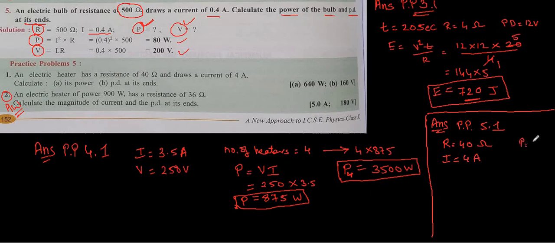So P is equal to question mark, and potential difference V is equal to question mark. So we say P is equal to what? I square R is equal to what? 4 square multiplied by 40. That is 16 multiplied by 40. That is going to what? 640 watt. So this is the answer for the power.